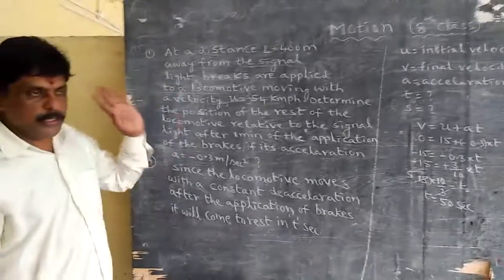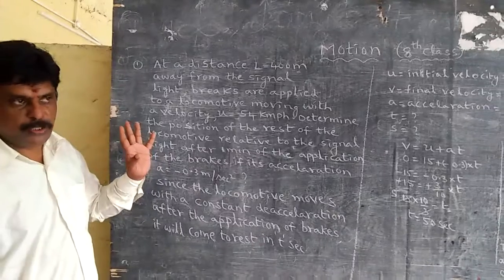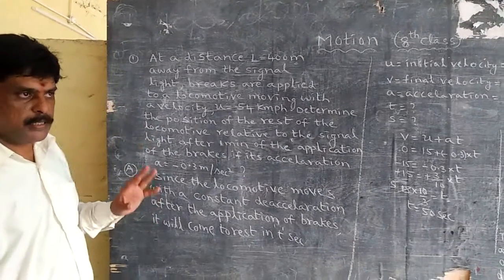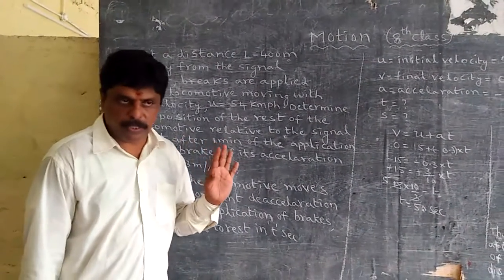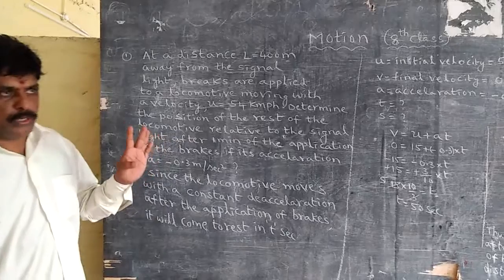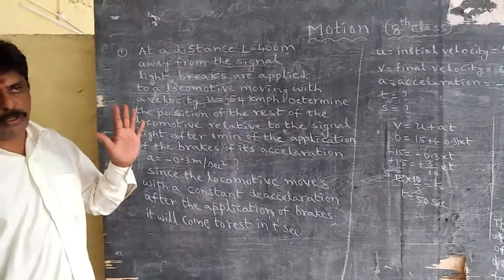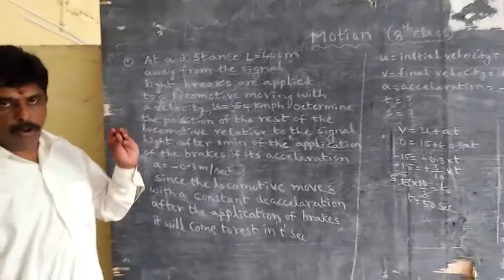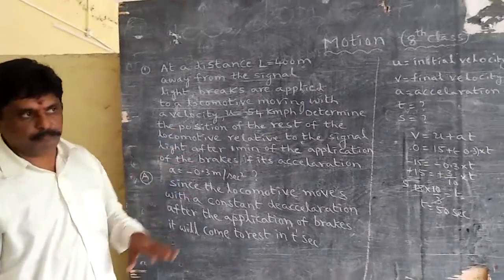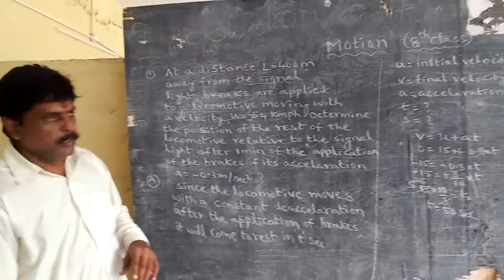I have already explained that there are four types of equations of motion. The first is v is equal to u plus at, the second one is s is equal to ut plus half at square, the third one is v square minus u square is equal to 2as, and the fourth one is s_n is equal to u plus a into (n minus half). I have already proved how these formulas were derived.